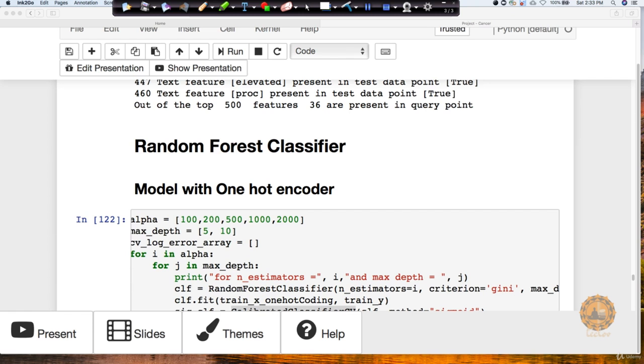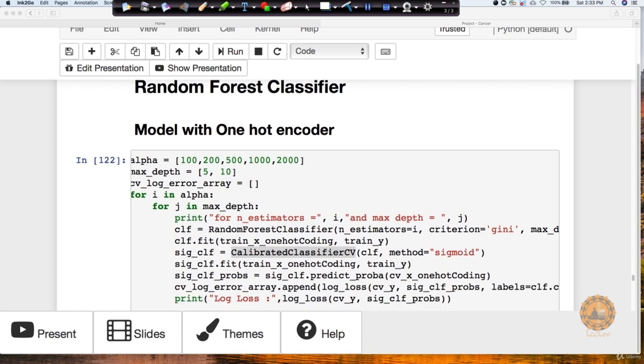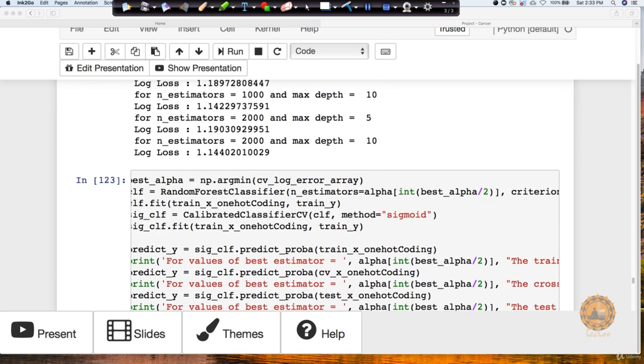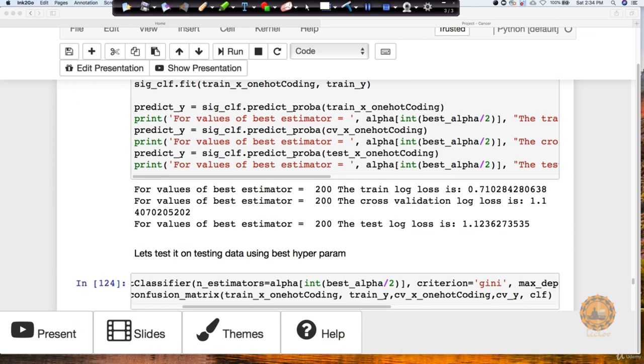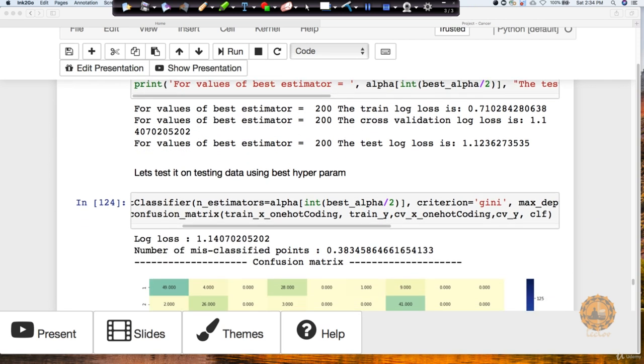Okay, so in the last lecture, we were talking about random forest with one hot encoding, and we have already seen that when we got the best hyperparameter, there were two hyperparameters, one is depth and second is estimator. And then further to this, we got our training and test losses. Now we were also looking at the misclassified point, which got around 0.38.